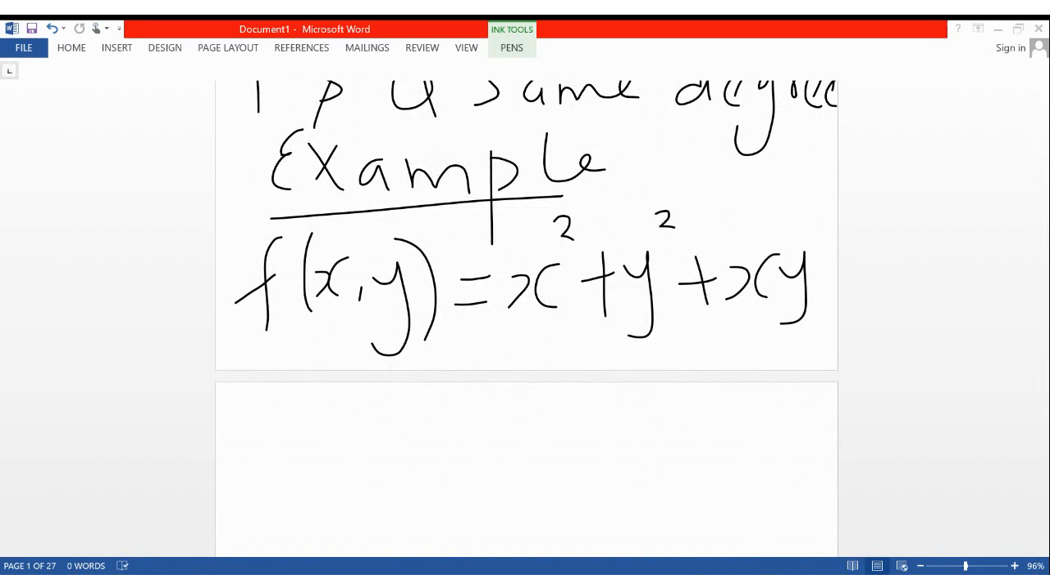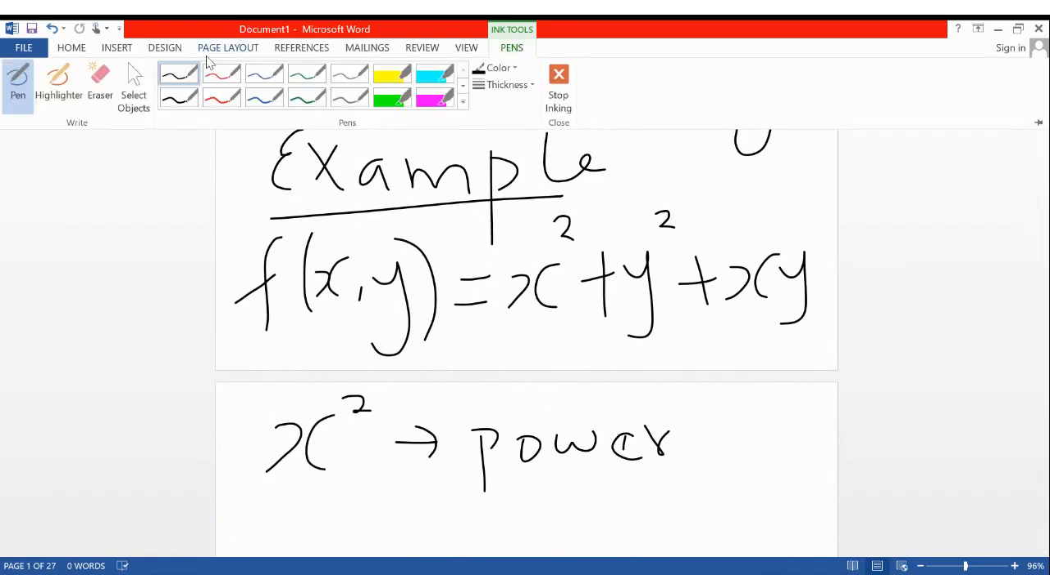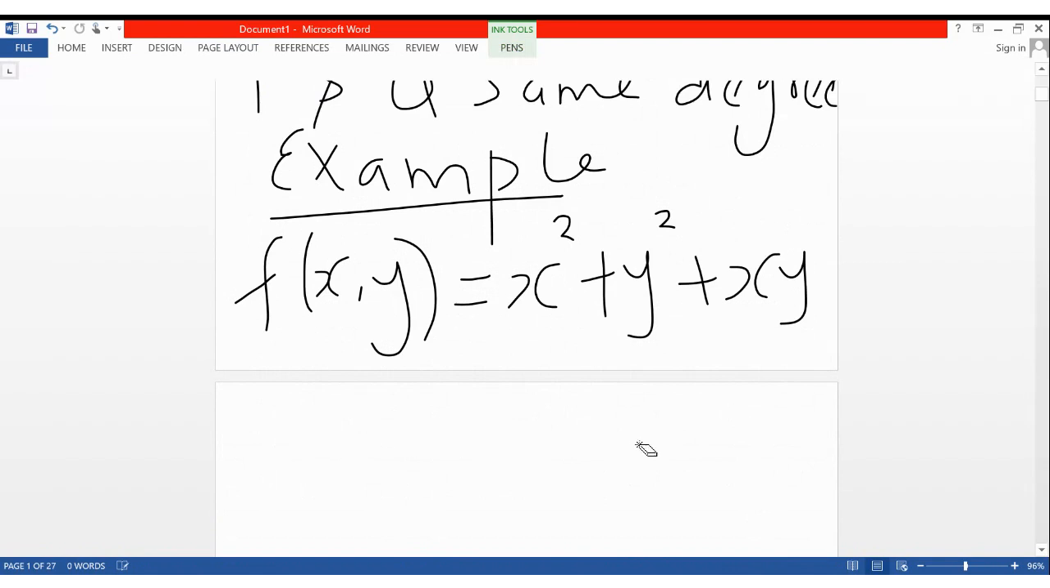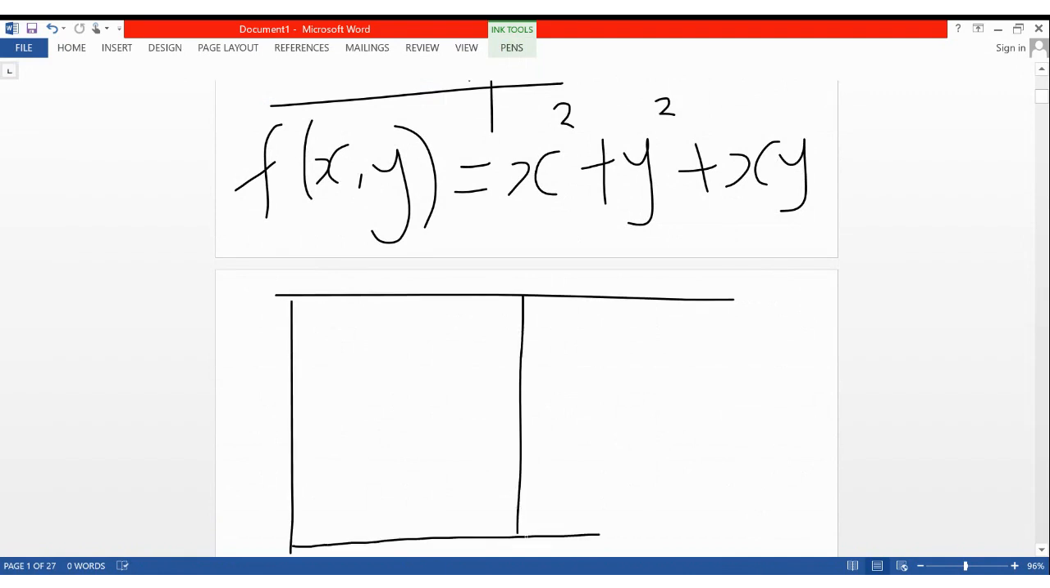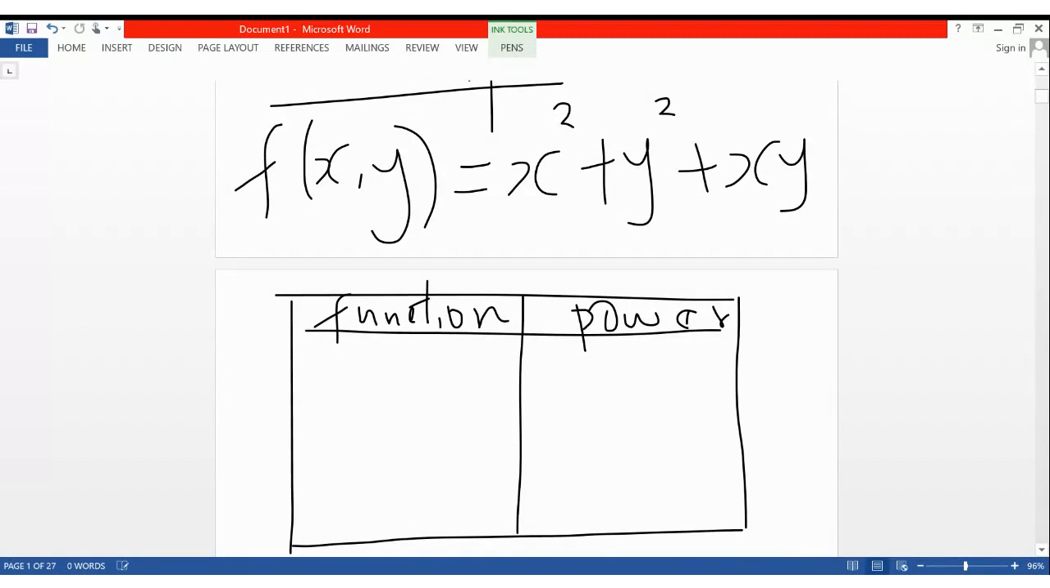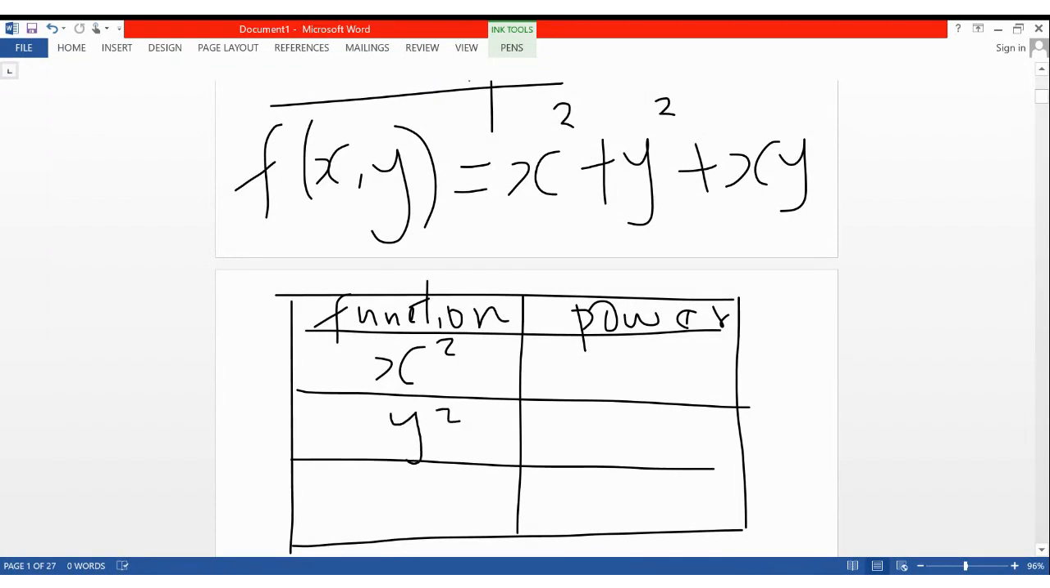We shall pick each term individually, and you will be able to see. We pick each term, starting with x squared. What is the power here? Let me draw a table, so at least I can show you. We have a function, then we have power. We have the first one, x squared, then y squared, then xy. So what is the power of x squared?